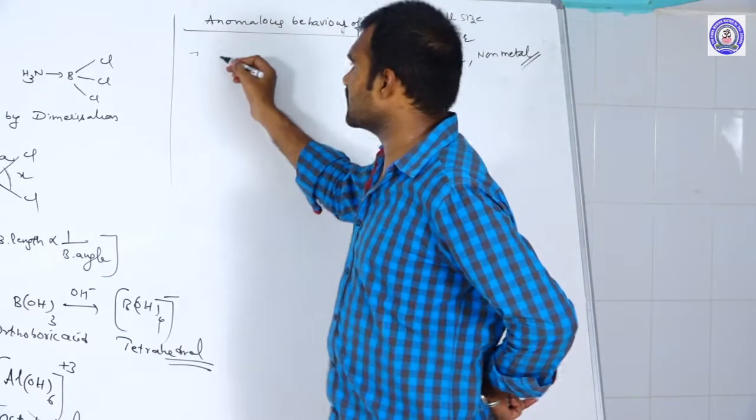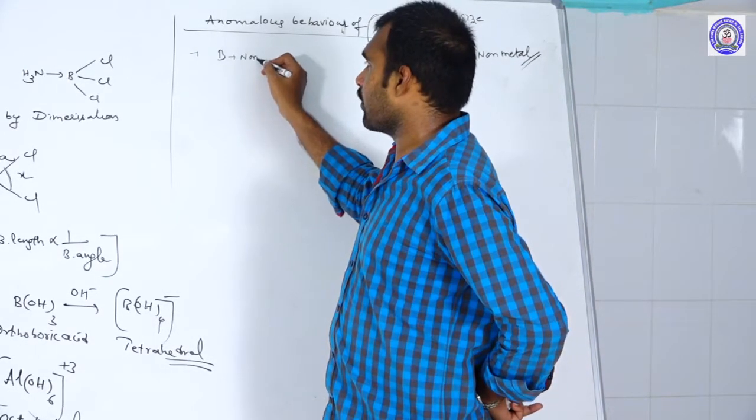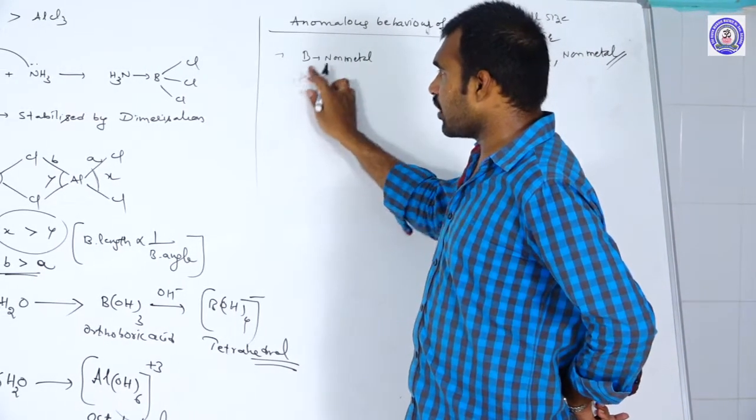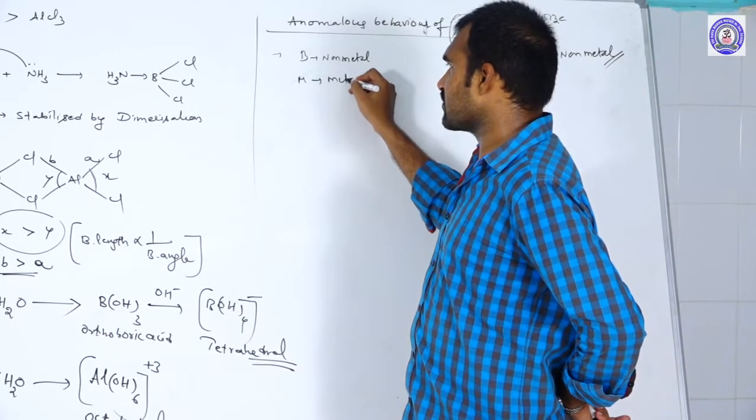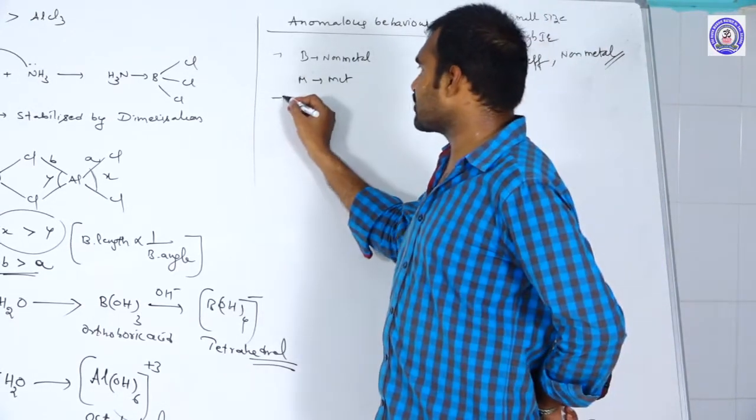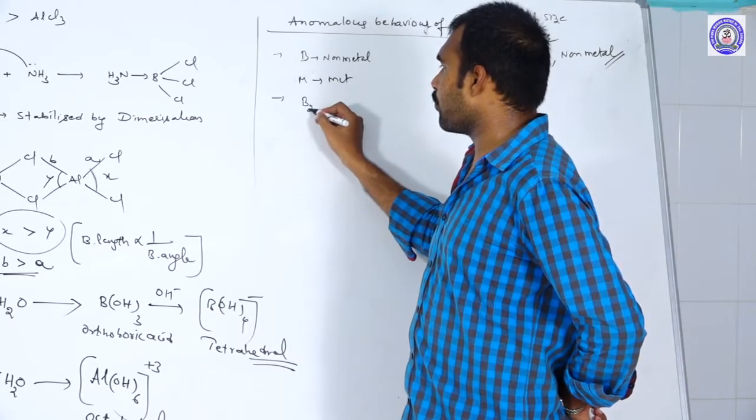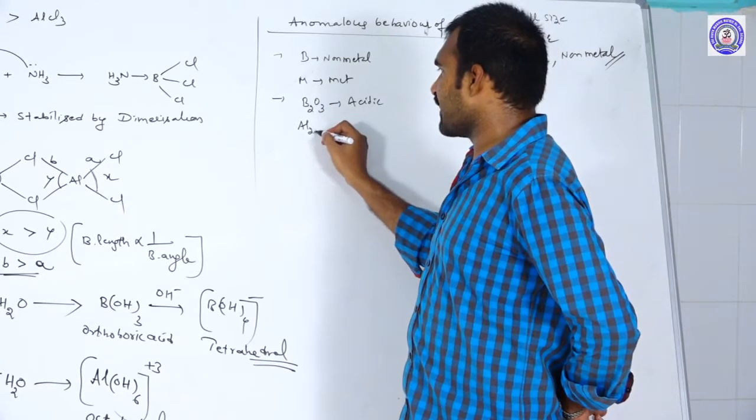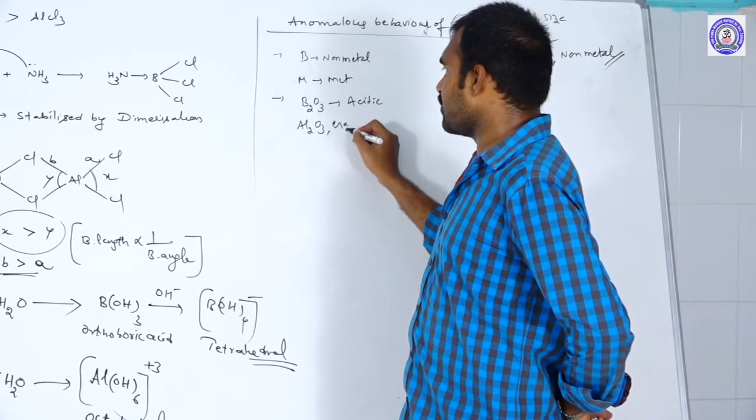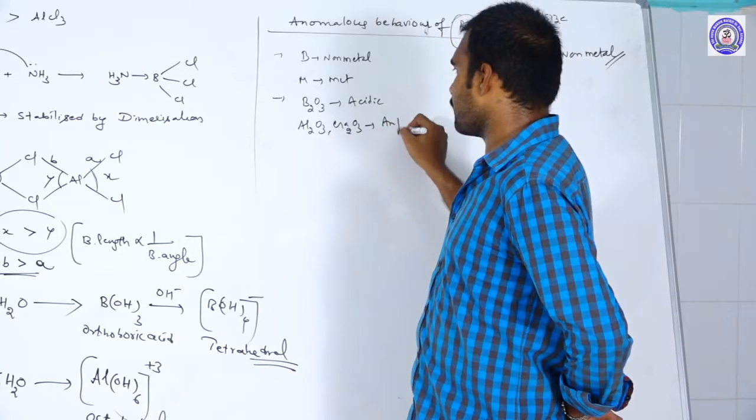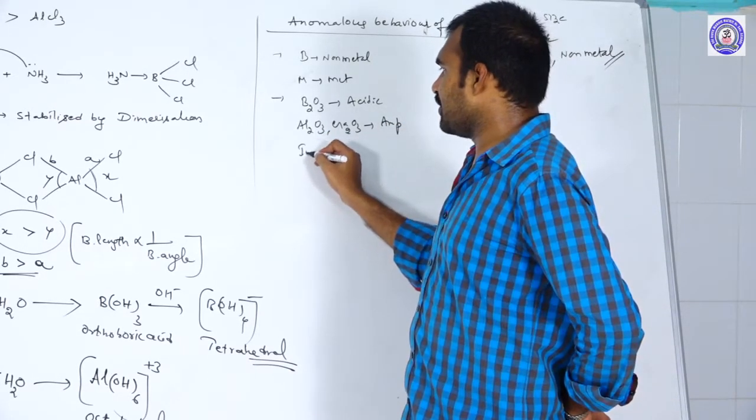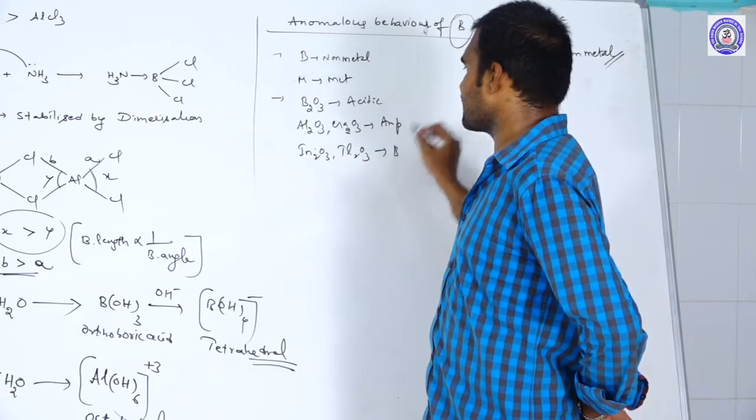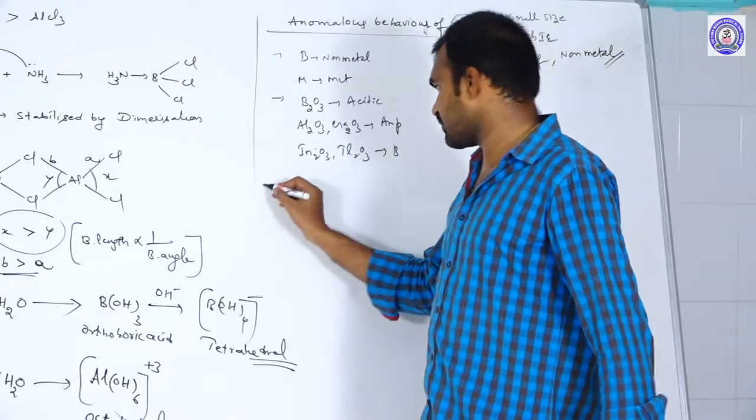The first behavior is that boron is a non-metal, whereas all the remaining elements are metals. That is the first difference. The next difference is that the oxide of boron is acidic, whereas the oxides of aluminium and gallium are amphoteric, and indium oxide and thallium oxide are basic. So this is one more difference.